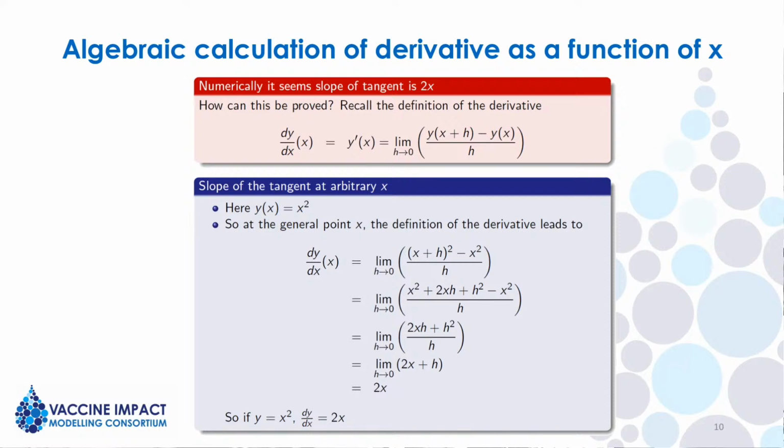So we substitute our function in, we rearrange until we get something like this, where we've got our derivative is equal to the limit as h tends towards 0 of 2x plus h. So here now we can say, okay, well, as h tends towards 0, we get our solution, as it were, our general solution, that the derivative of y with respect to x is equal to 2x.